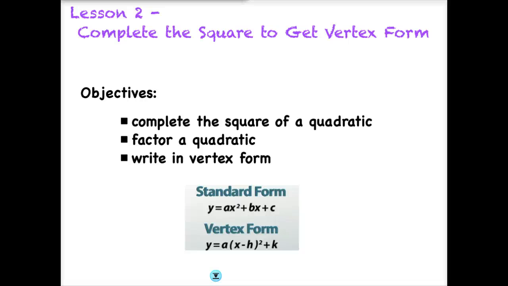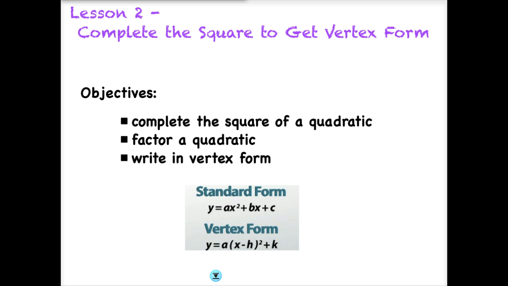Welcome to Lesson 2, Complete the Square to Get Vertex Form. So far you've been learning how to factor, and you've been factoring by grouping. What we're going to do here is first complete the square of a quadratic to get it into a perfect square form, and then we're going to use our factoring skills in order to factor it.